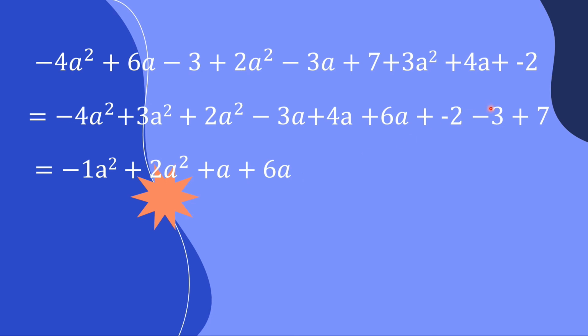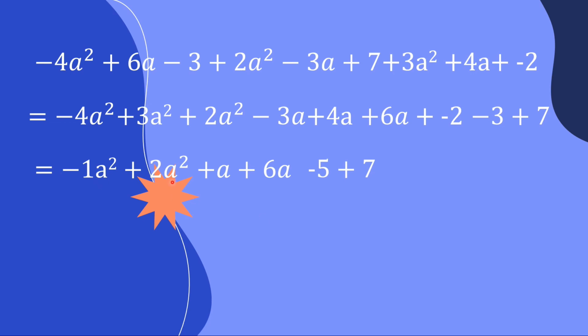Now we're going to solve these two. Both of them have the same signs. So these two numbers are going to be added, which becomes 5, and we're going to use the sign of the greater number, which is 3. And 7 goes as it is.